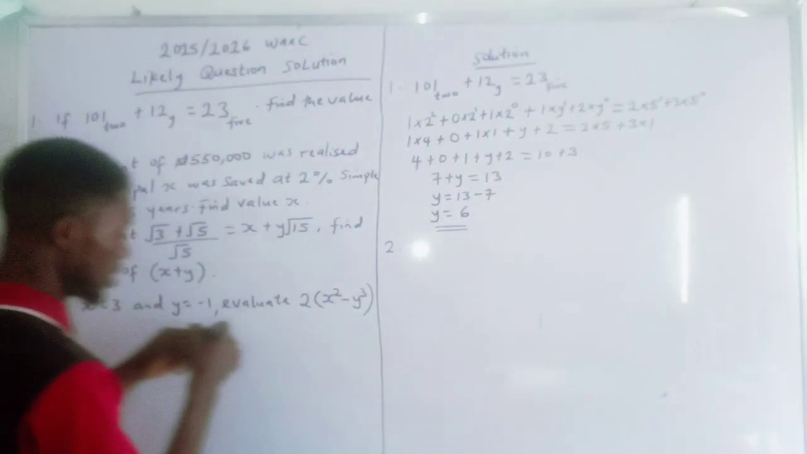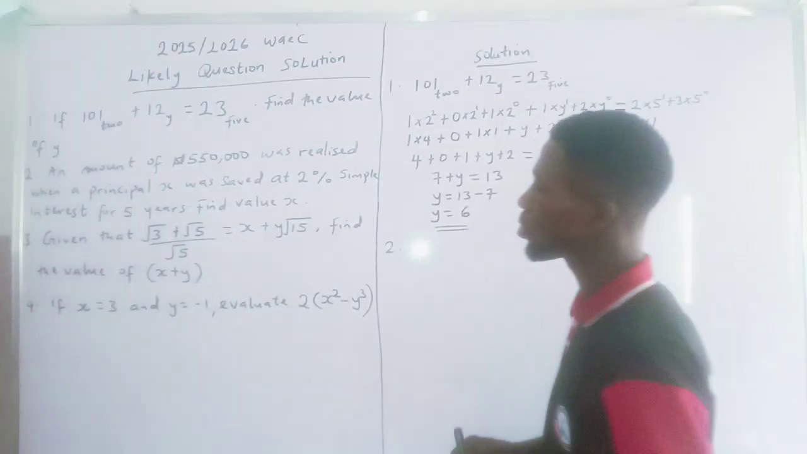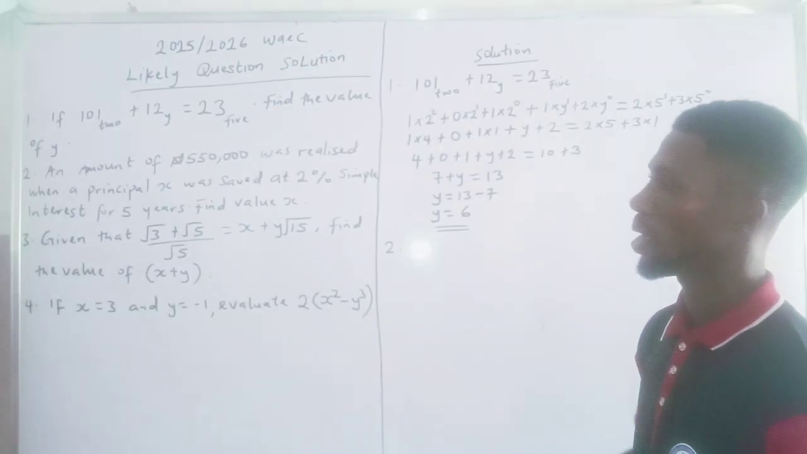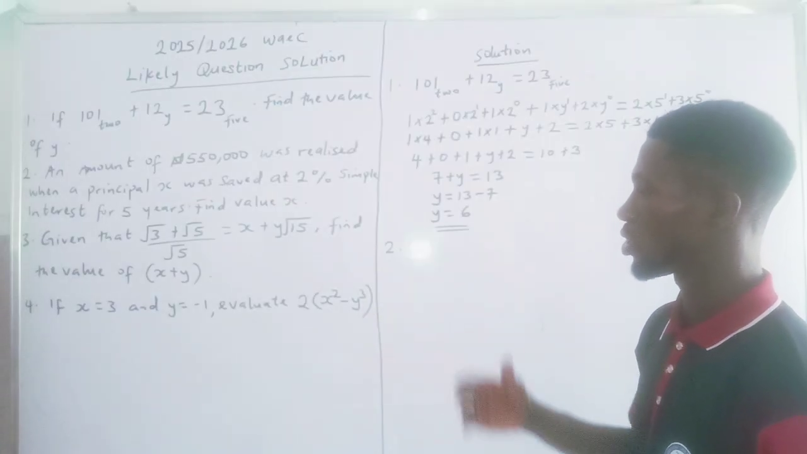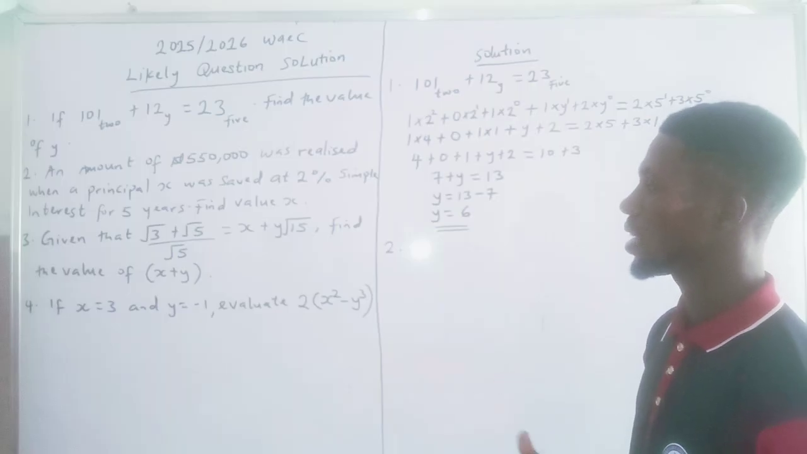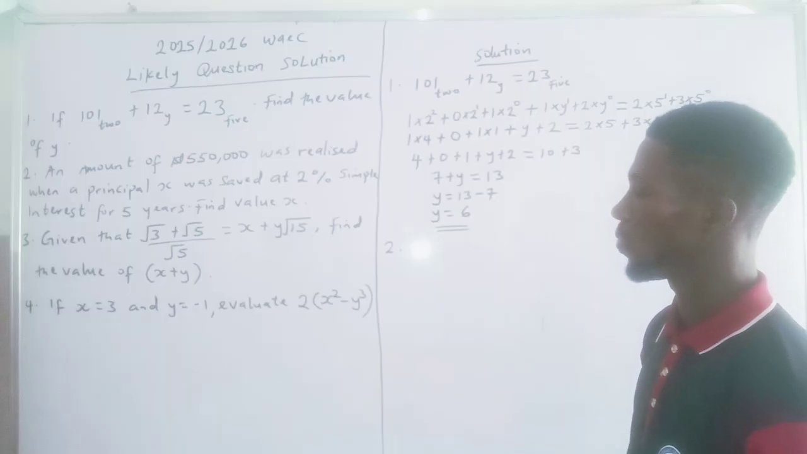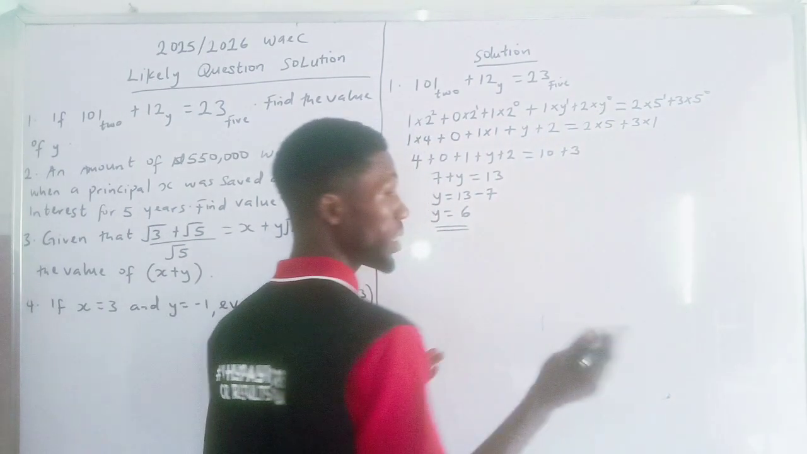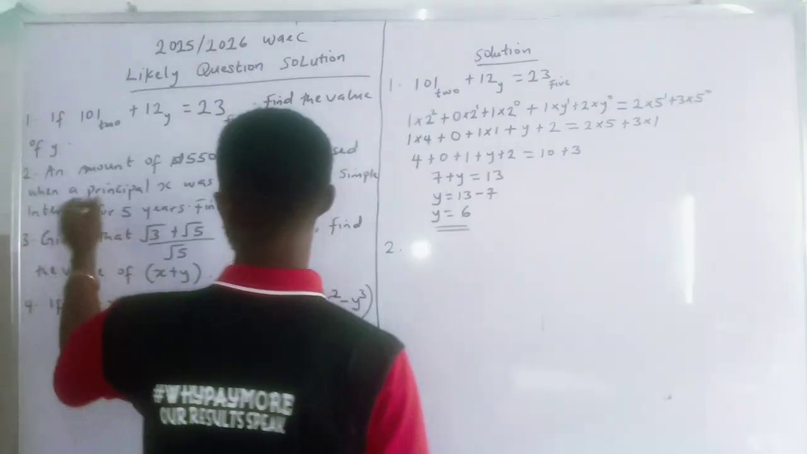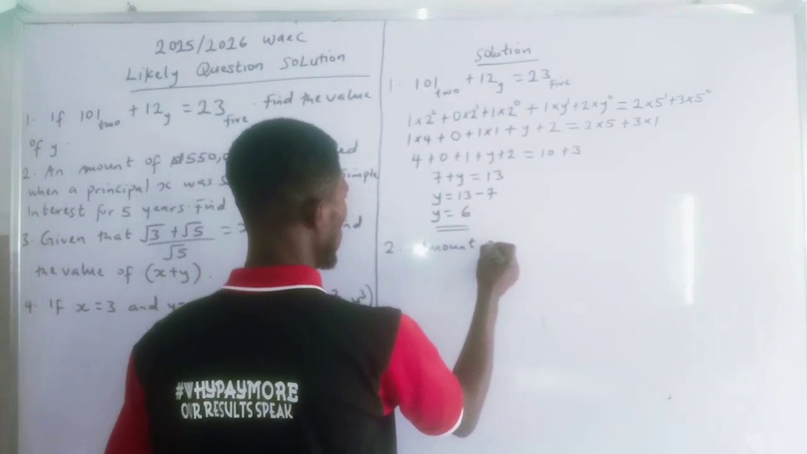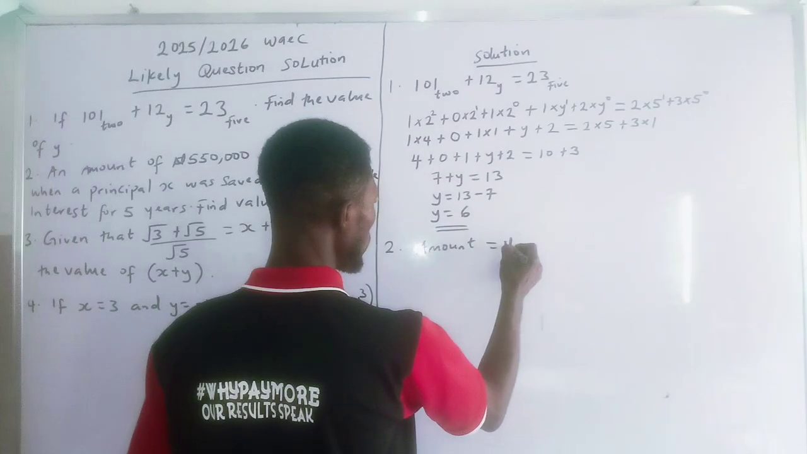They said, let's go for this. An amount of 550,000 was realized when a principal X was saved at 2% simple interest for 5 years. Find the value of X. So that shows the X there is our principal. So what are we going to do? We're going to bring out our parameters. Let's say an amount. Our amount is equivalent to what?